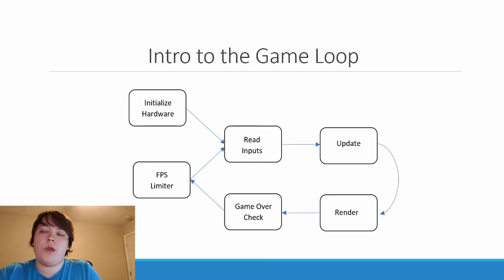After that, you will render the game, in which you can actually see the change in the game. This is when everything is drawn. After a render, you might do a game over check to determine whether the game has actually ended yet. And lastly, you will use an FPS limiter to make sure that your FPS is consistent throughout each iteration. After that, you go back to read inputs and start it all over.